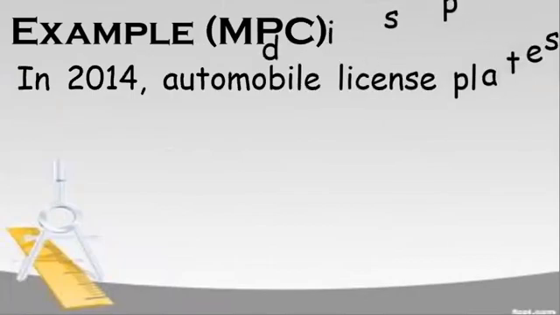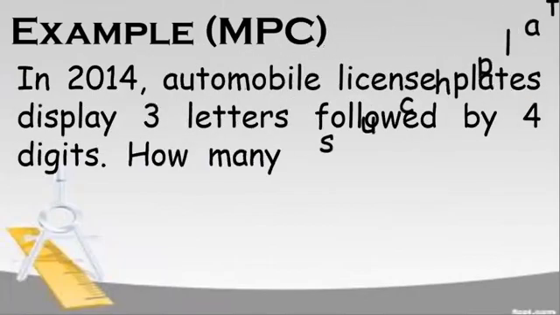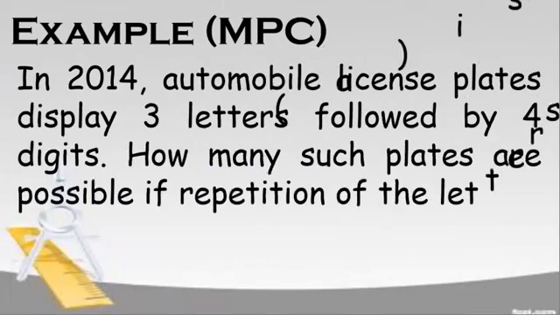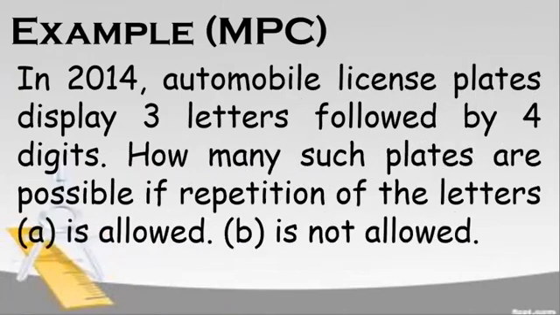So in 2014, automobile license plates display 3 letters followed by 4 digits. So take note of the given po. So we have 3 letters followed by 4 digits. So this is the question, how many such plates are possible if repetition of the letters is allowed. So unahin po natin yung sa first question na ilan po yung possible combination if repetition of the letters is allowed.